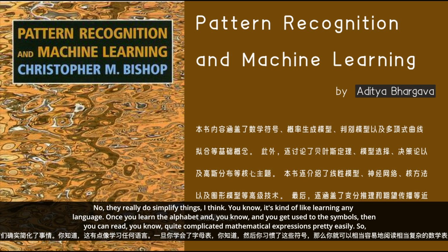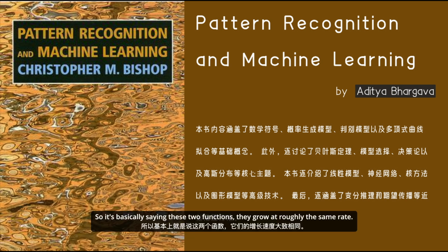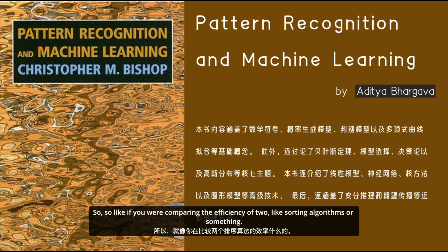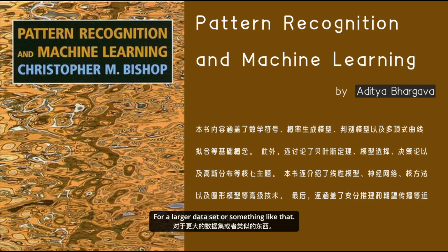Once you learn the alphabet and you get used to the symbols, then you can read quite complicated mathematical expressions pretty easily. So like that first one you mentioned, the G(x), that's just telling you how functions behave as their inputs get really large. Okay. So it's basically saying these two functions grow at roughly the same rate. Like if you were comparing the efficiency of two sorting algorithms or something. Exactly. That notation could help you to see which one's going to work better for a larger data set.